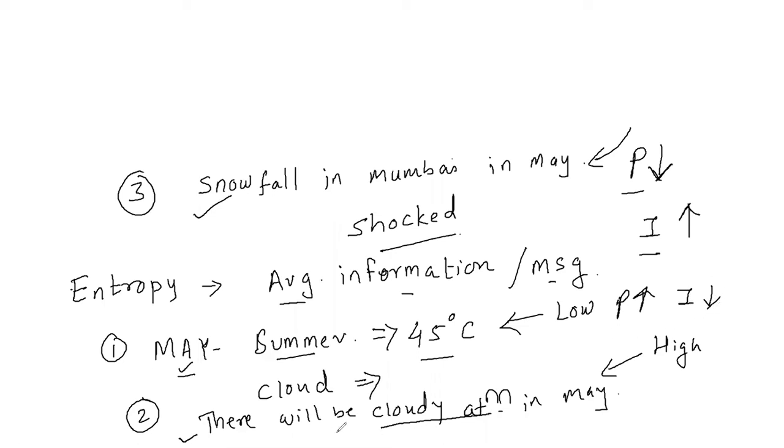Now in the second case, if we see there will be a cloudy atmosphere in the month of May, the probability goes on decreasing, and therefore the information goes on increasing. But in the third case, snowfall in Mumbai in the month of May, this probability is nearly reaching zero. Mathematically we cannot say the probability is zero, but it is reaching zero. Therefore, the amount of information in this message is very high, or reaching 1, if we are scaling it from 0 to 1. After discussion of these 3 points, I will take a pause, let me know if you are understanding these things or not.